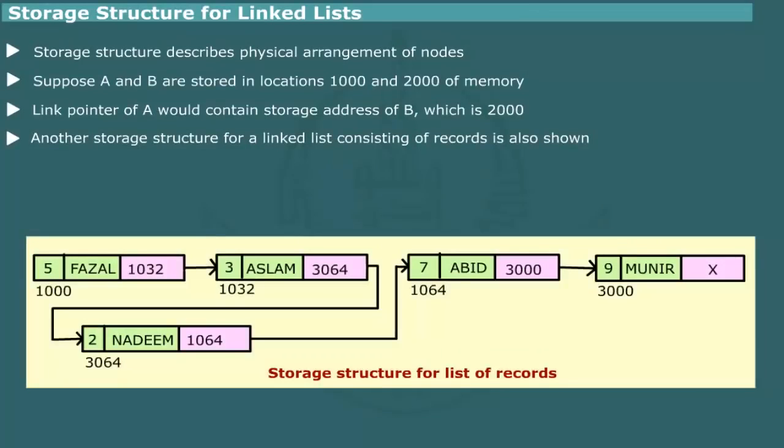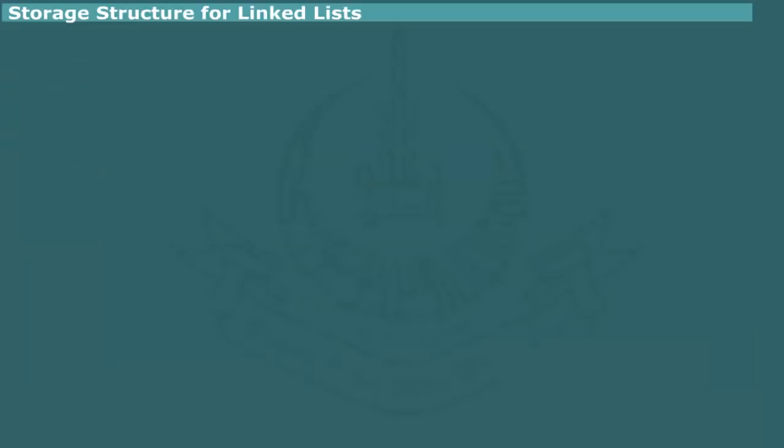Another storage structure for a list consisting of records is shown in the figure. The second example is particularly illustrative of how nodes of a list might be distributed in the main memory. Observe that successive nodes are not placed in contiguous storage locations. This is in contrast to the storage structure of an array, which consists of a single block of memory with successive cells allocated to array elements. In the case of a linked list, nodes might be scattered in different memory blocks.